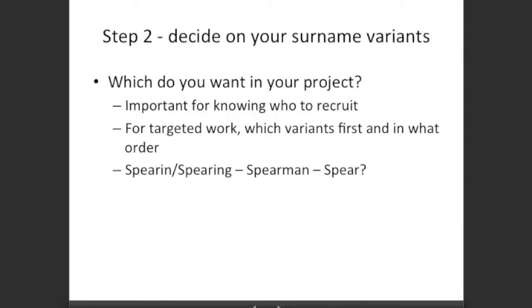So the second step then is to decide on your surname variants. Who do you want in your project? Which variants? It's important for knowing who to recruit, and also for any targeted work. I'm going to target the Spearmans first and the Spearings. At a later stage I'll go to the Spearmans, and then at a later stage I might include the Spears as well, because some Spears may have been Spearmans originally. So the project can get wider and wider and wider. So it's important to decide on which variants you want and which ones you're going to start with.